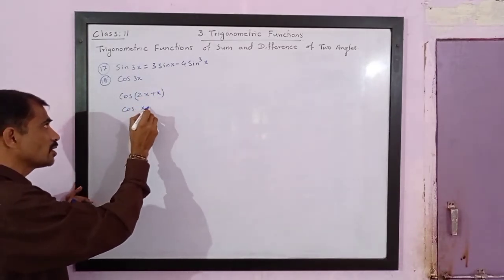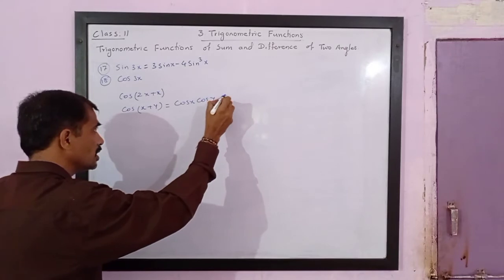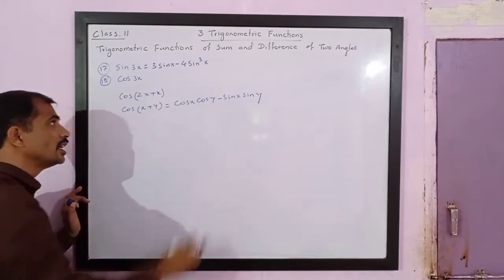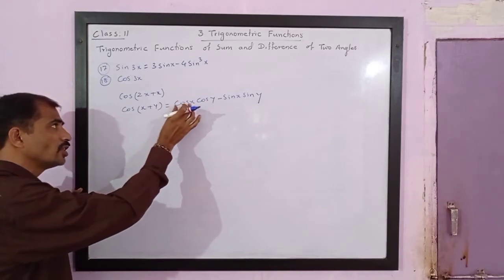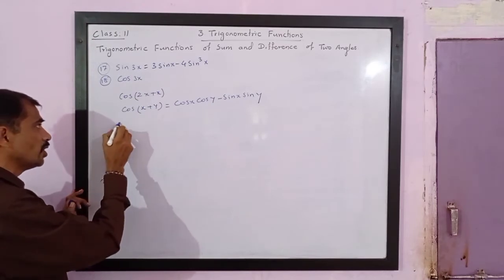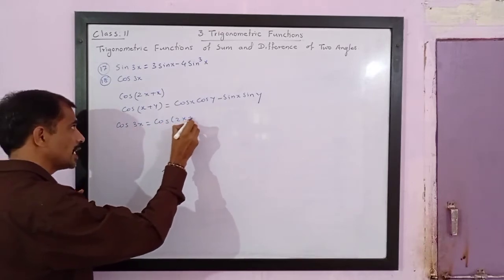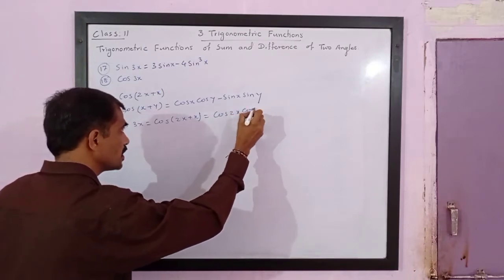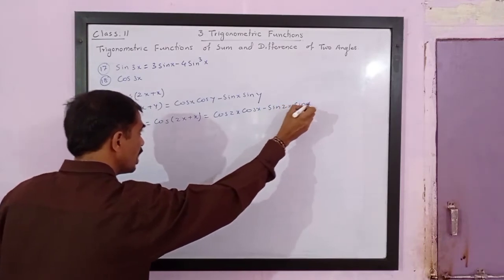We have the identity cos of x plus y. Cos x plus y is equal to cos x cos y minus sin x sin y. Please note, whenever there is plus, it is negative here, and for cos we have both cos, product of the cos terms and product of the sin terms. So here cos of 3x is equal to cos of 2x plus x. So this becomes cos 2x cos x minus sin 2x sin x.